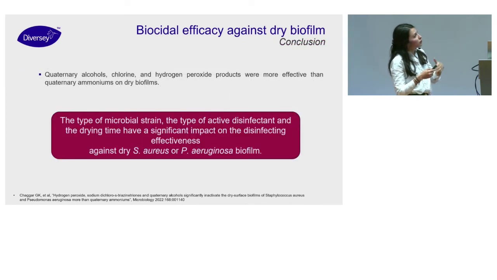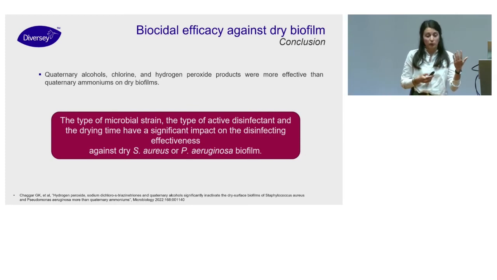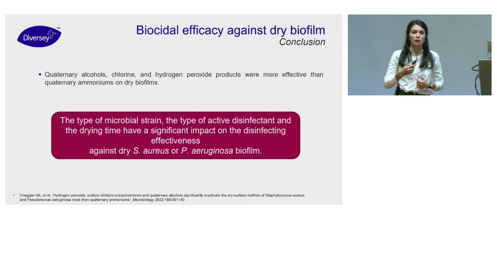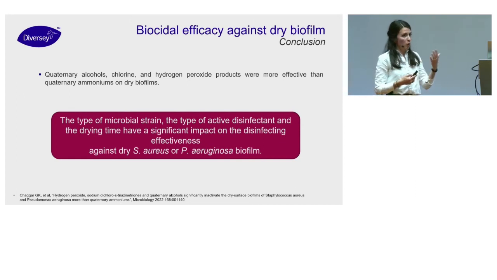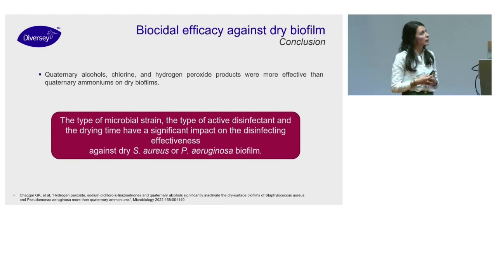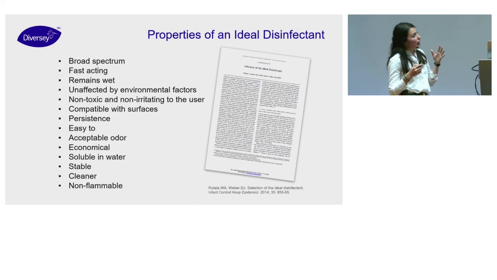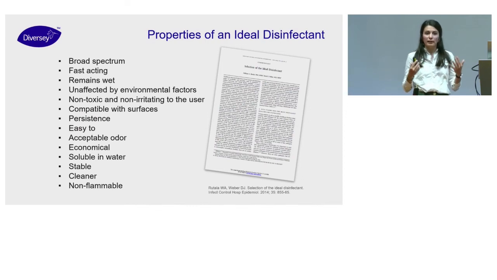So just to summarize, the type of microbial strain: we have seen the difference between Staphylococcus and Pseudomonas. The type of active disinfectant that you are using: we also have observed differences between HP and quaternary ammonium. The drying time, after 24 hours and after 72 hours, really impacts the disinfecting effectiveness against dry surface biofilm. And I think it's important, of course, when you want to select your disinfectant.